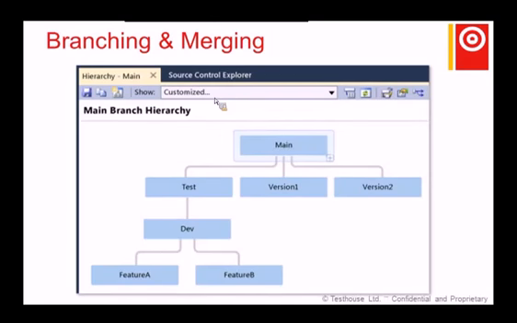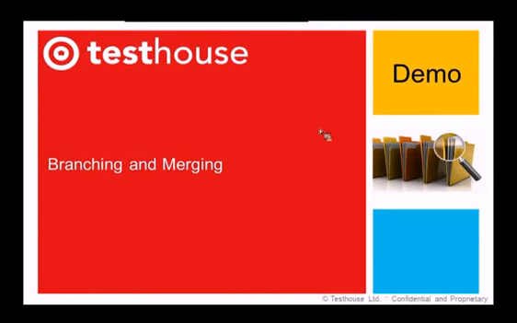Instead, merge feature A and feature B back into dev, and then work backwards towards main when you do your merging. That way, everything can stay controlled. So that's the way the system is designed to work. So I have a demo for branching and merging.